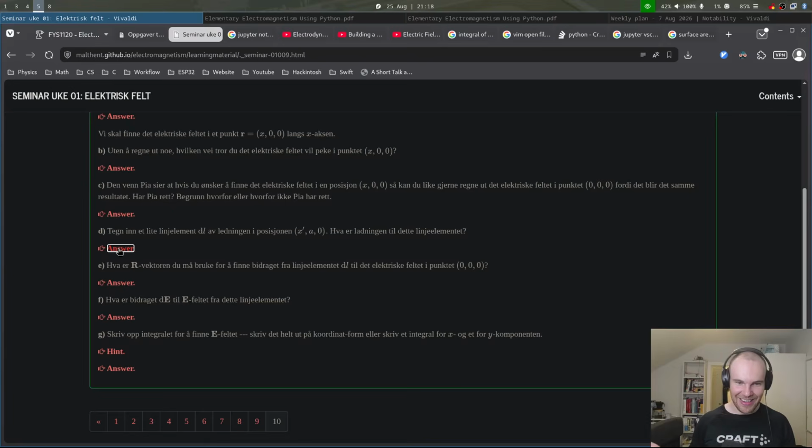Okay, the line dl, of course. What is the charge of this line element? Of course, q is the same as rho L times dl, right? You could say dl. What is the charge of this line segment? It's just dq. What am I thinking about?